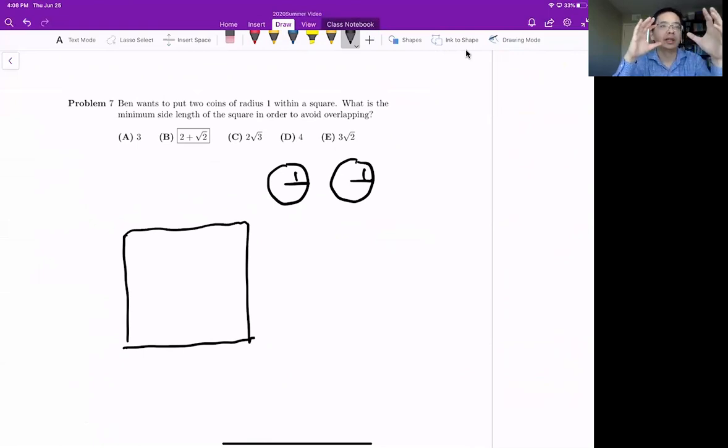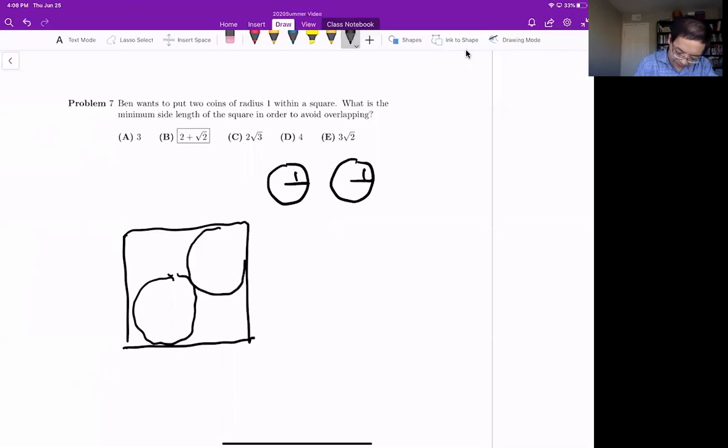When you think of the arrangement, you can do things like this, but this is not the optimal one. So what you should do is, clearly, you should put them on the diagonal. The diagonal is the longest, right? So you should put them around the diagonal. Okay, so that's what we have. My picture is not very accurate, but anyway, this is what you have.